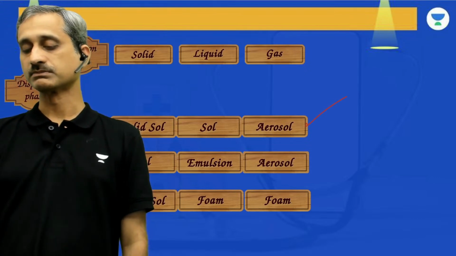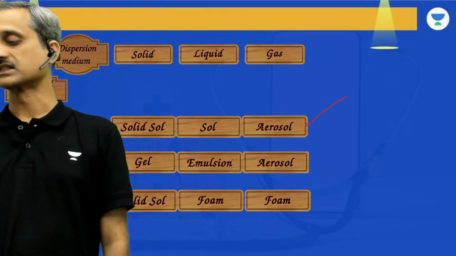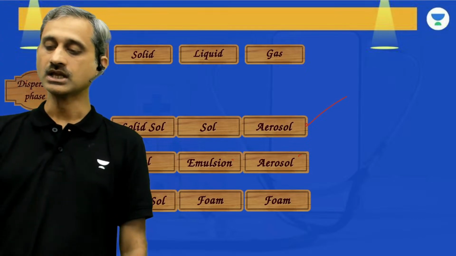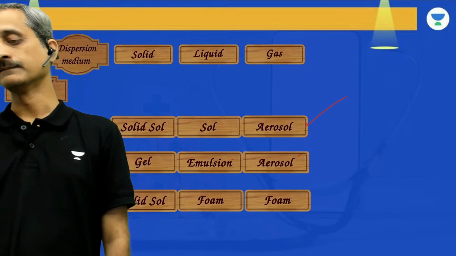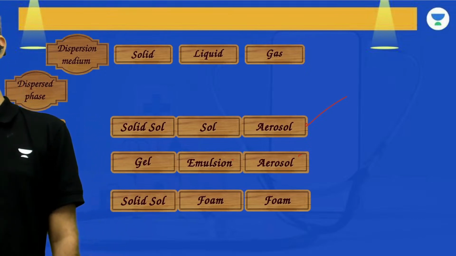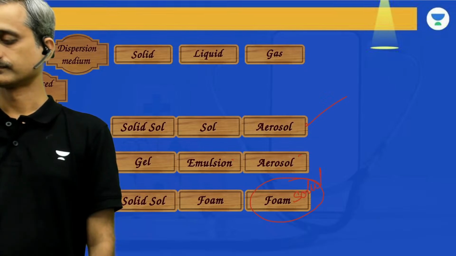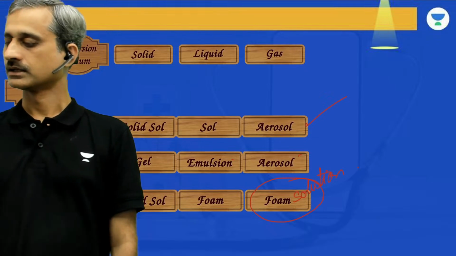If we have the dispersed phase as liquid, if it is in solid, it's gel. If it is in liquid, it's emulsion. If it is in air, it's aerosol. If the gas is dispersed in a solid, it's solid sol. If it is in liquid, it's foam. Gas in gas is not a foam, it's a solution. Is that clear?